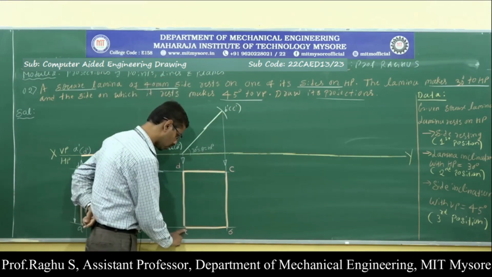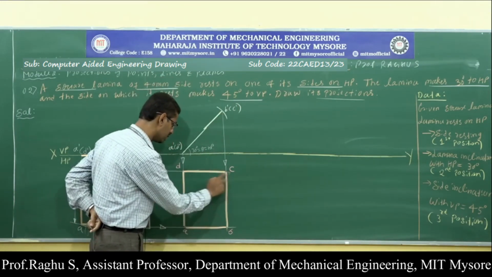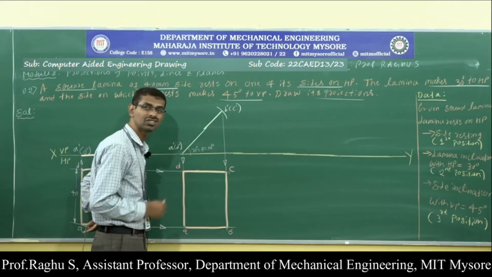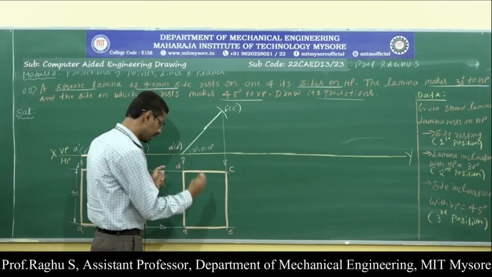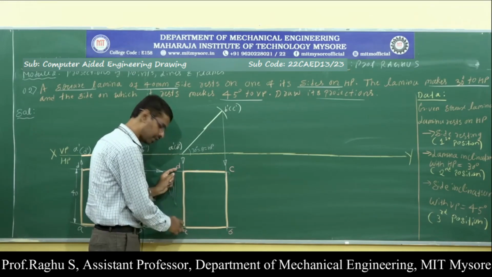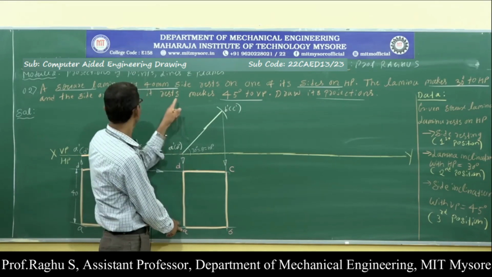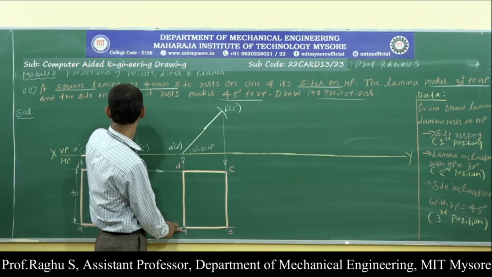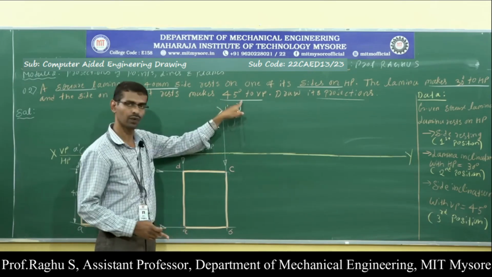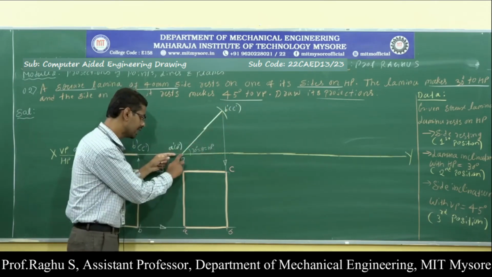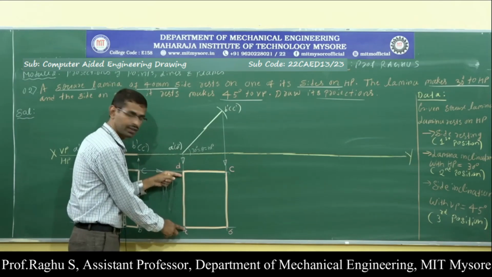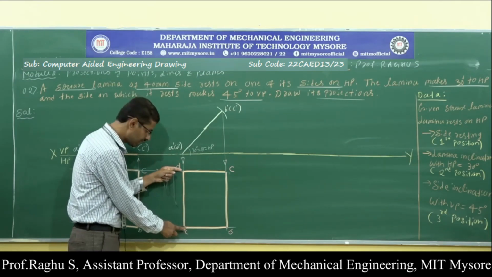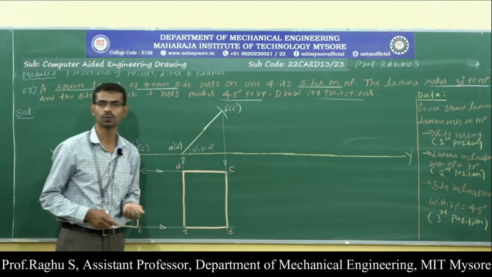Out of four sides, here I have AB, BC, CD and DA. Which one is the resting side? The side towards the left is the resting side, because in the problem he has given that the side on which it rests makes 45 degree with respect to VP. Here the AD edge is the resting edge. This edge makes an angle of 45 degree with respect to VP.